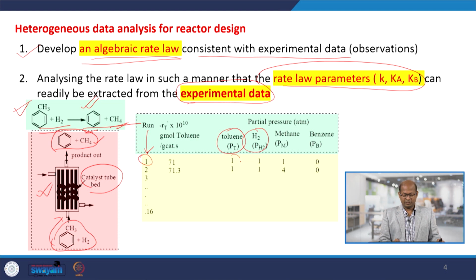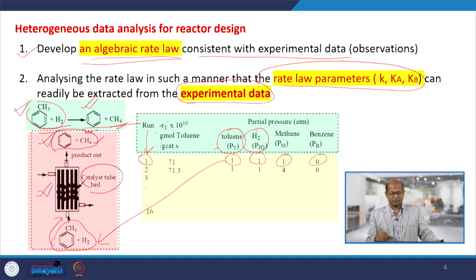If we set 1 atm toluene partial pressure and 1 atm hydrogen partial pressure, these are the initial conditions, meaning we set toluene and hydrogen 1:1. Once the reactions take place, we can collect the products and analyze the concentrations in terms of partial pressure of methane. There is no benzene, so its partial pressure is 0.